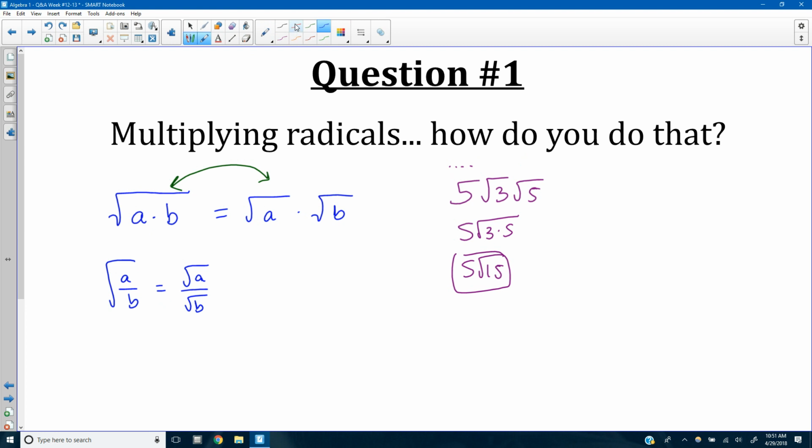Now, what's not true and what's not okay is you cannot split up a sum into 2 square roots like this. And vice versa, this cannot combine into that. It cannot. I've talked about that in class plenty of times. And same with subtraction. You cannot subtract these and split them up as well.